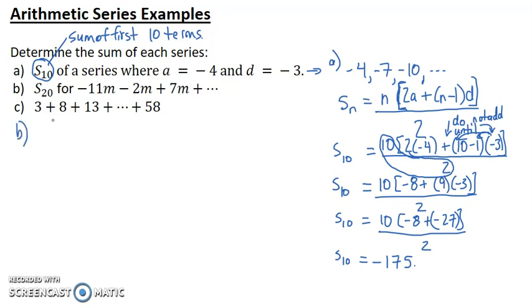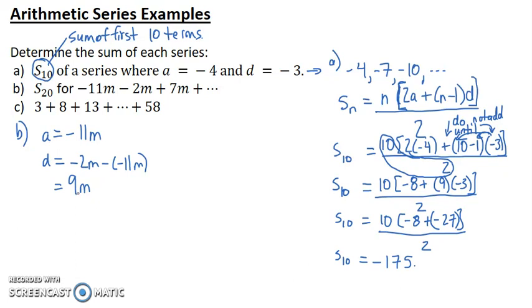Now for the second example. S20, so the sum of the first 20 terms for this series. Well, we know that the first term is -11, but it's not just -11, there's a variable in there too, isn't there? -11m. The d value can be found by taking a later term and subtracting the one right before it. So we're going to be careful here to make sure we do the right signs. -2m is the later term, and I'm subtracting -11m. That gives me +9m. An important distinction to notice there. We're subtracting a negative in that case.